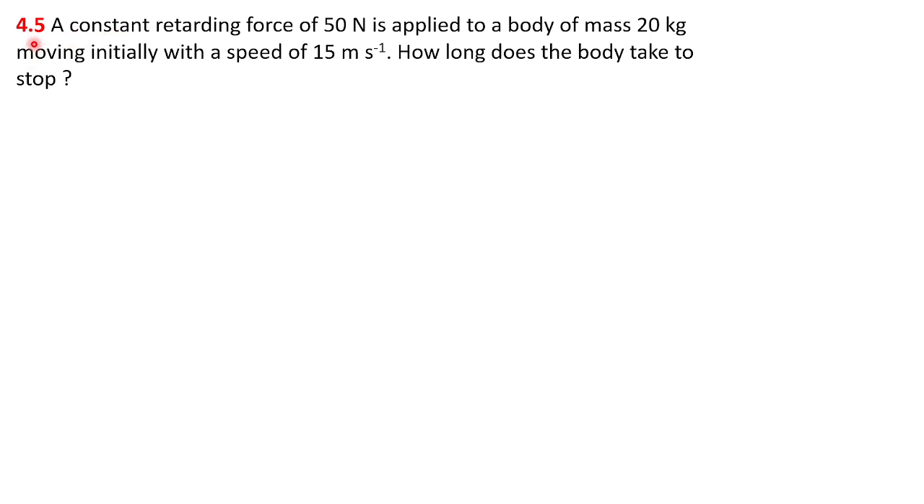This question is taken from the textbook. You can see that 4.5. 4.5 indicates that this is the fourth chapter and this is the fifth question, directly taken from the NCERT textbook. Okay, so let me read the question. A constant retarding force, I will explain that. A constant retarding force of 50 Newton is applied to a body of mass 20 kg moving initially with a speed of 15 meter per second. How long does the body take to stop?